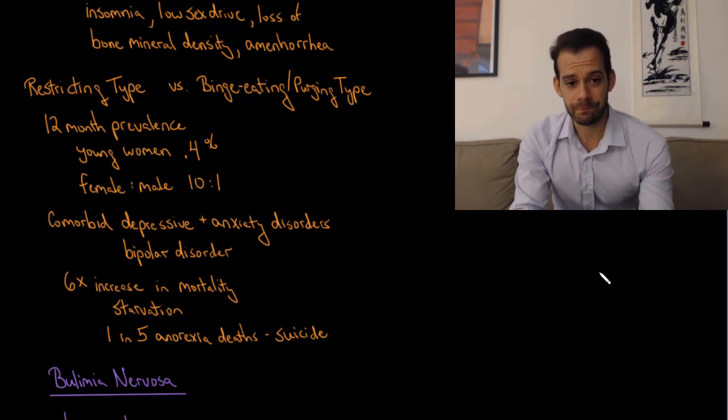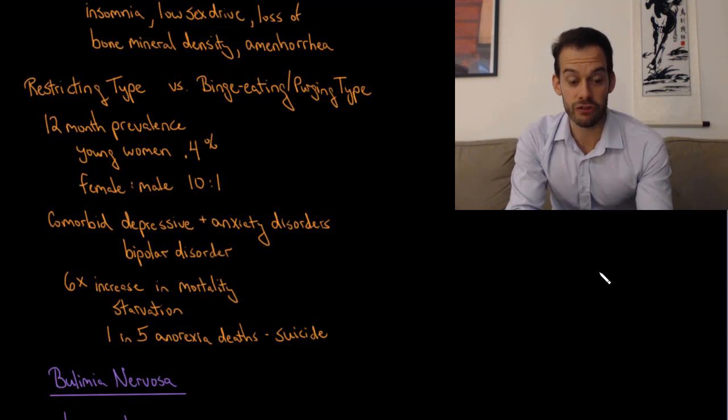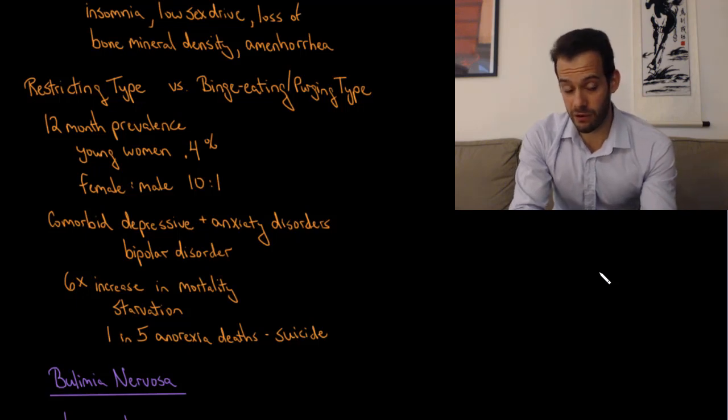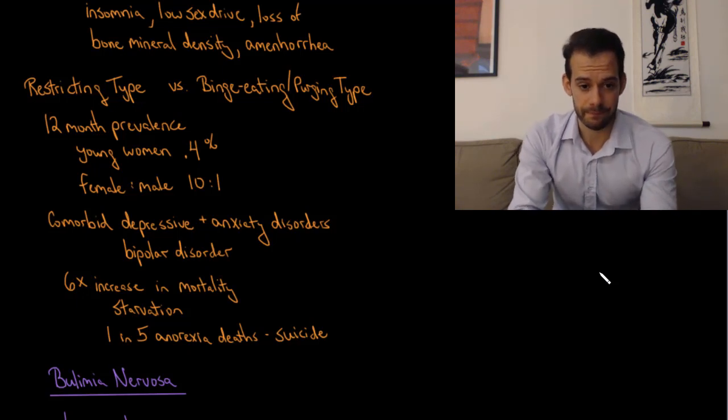And it's considered to be one of the deadliest of mental illnesses because the increase in mortality for somebody diagnosed with anorexia nervosa is 6 times higher than somebody who doesn't have this diagnosis. And these deaths can occur from starvation, but about 1 in 5 anorexia deaths are from suicide.